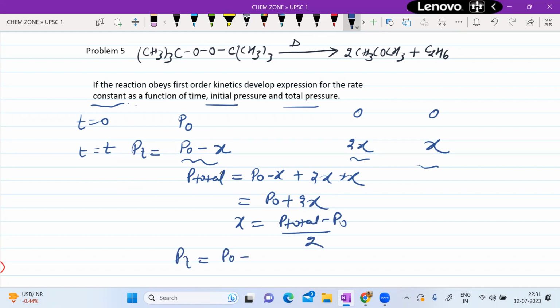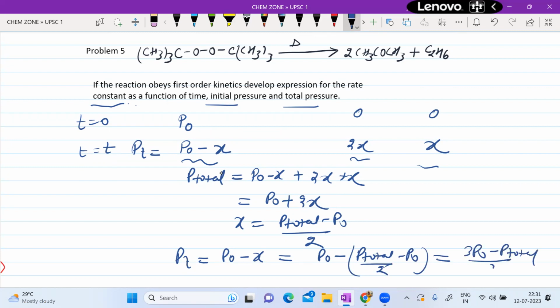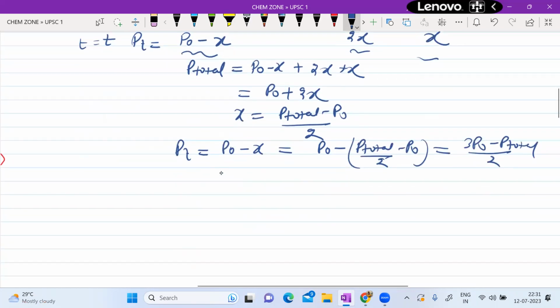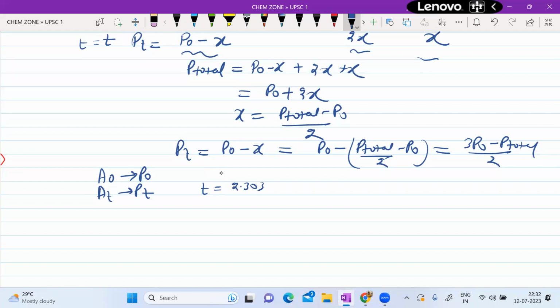Now, if you need to find the value of pressure at any time t, put the value of x here. You will find that the value of Pt is (3P naught minus P total) by 2. In the general expression, we can replace A naught with P naught and At with Pt. We can write that for a first order reaction, t will be given as 2.303 upon k log P naught upon Pt.